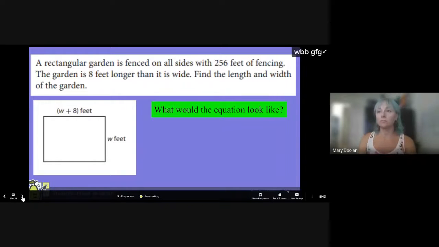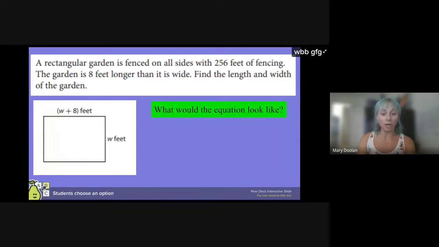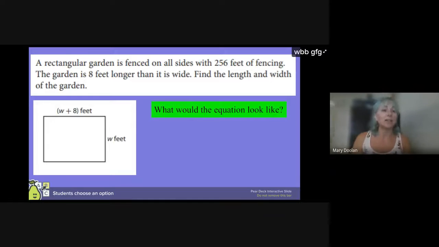All right, so with what we have so far, we can write an equation. And I'm giving you two choices. One of those is correct. One of them is incorrect. What would the equation look like? One of those equations is showing you perimeter. One of those equations is showing you area. Okay, we're trying to find perimeter, because we're talking about the distance around the outside of a rectangle. That is perimeter.